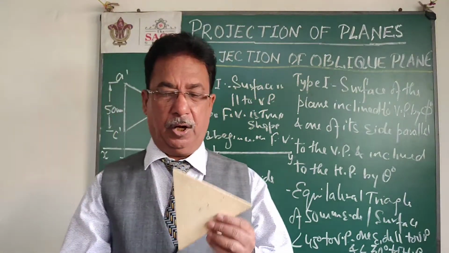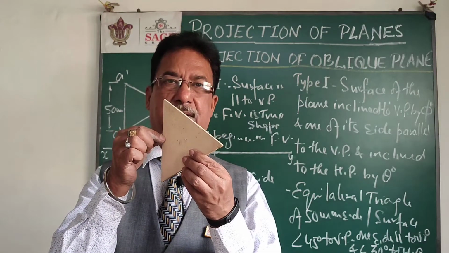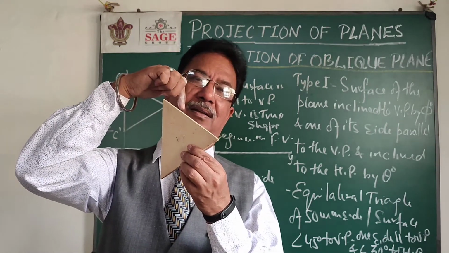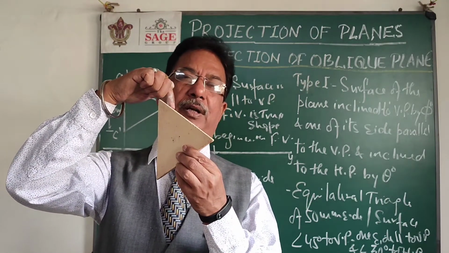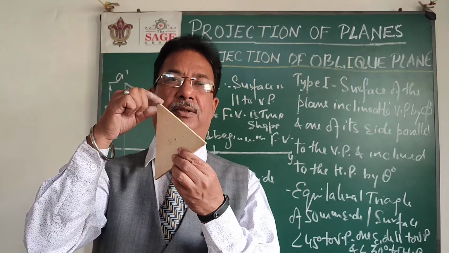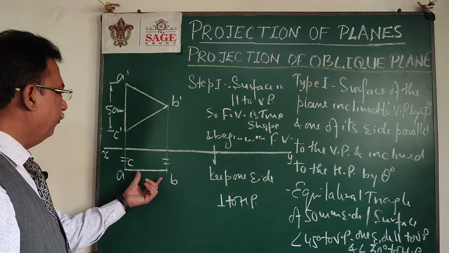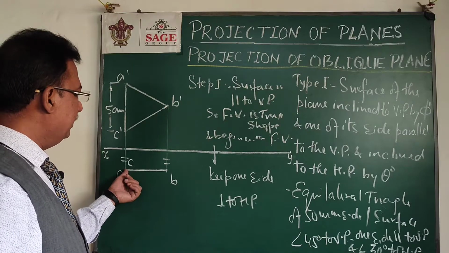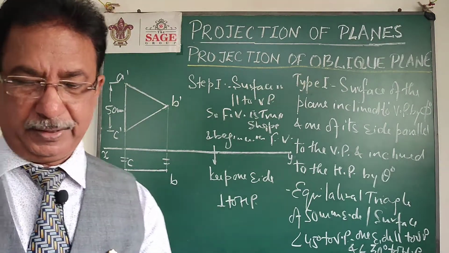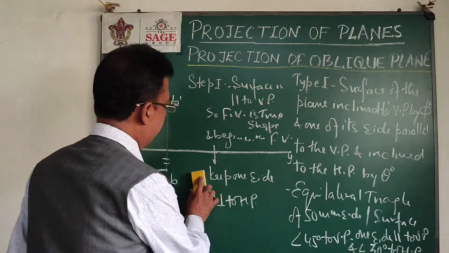Now in the second stage, keeping this side fixed, I will rotate it like this. If I rotate it like this, the surface will be inclined to VP by some angle, and that angle we are going to take as 45 degree, and it is still perpendicular to the HP. So the top view will rotate by 45 degree. Keeping AC fixed, I will rotate B downside, and with the help of that figure we can easily project the front view. So that is the second step.